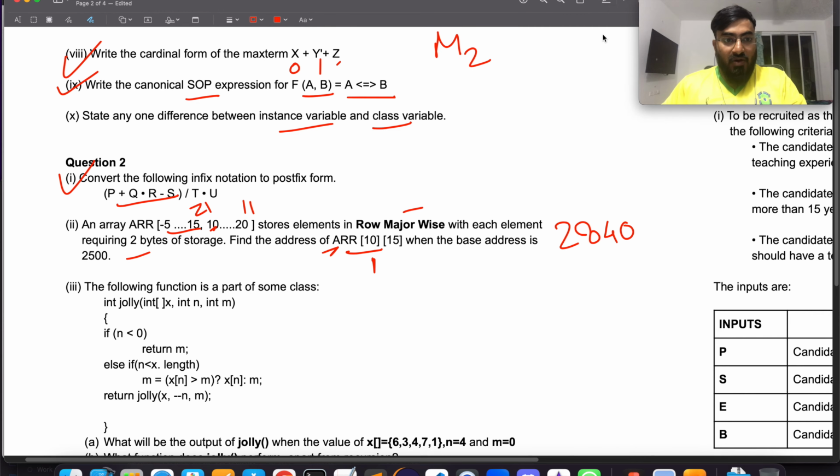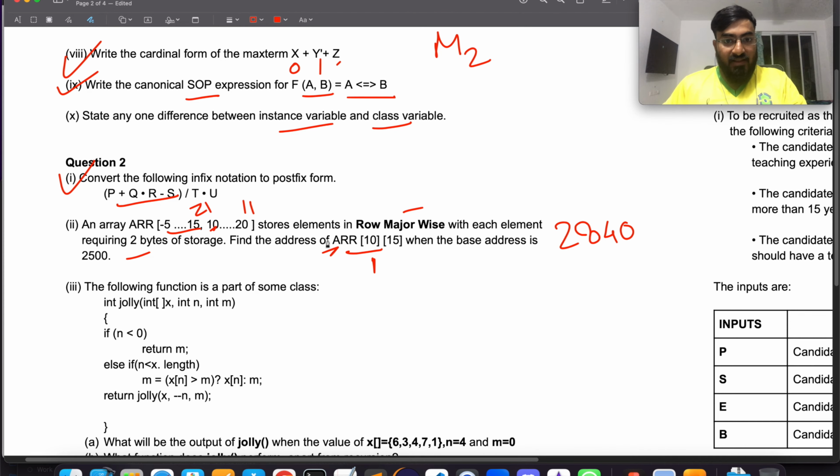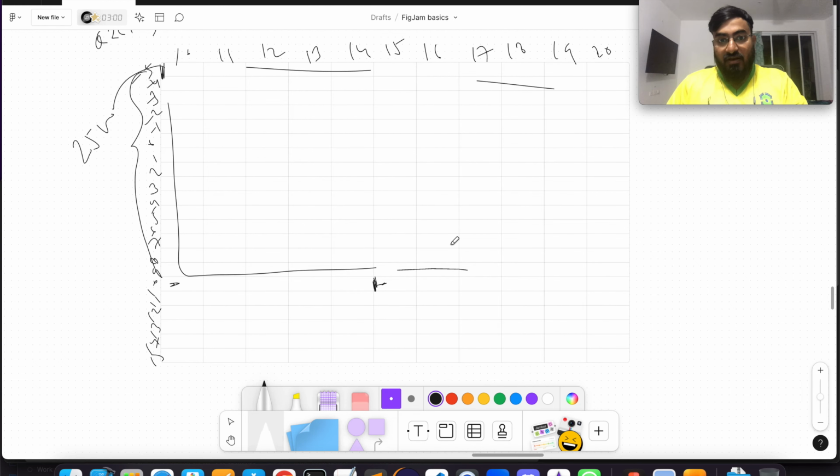You are here. The base address here is 2500, and you have to find the address of 10, 15, which is the 10th row, which is here, and 15, which is here. So you have to find the address of this. You have to travel all these cells before this. So you have to travel this entire block. Now this is going to be equal to these many rows into number of columns.